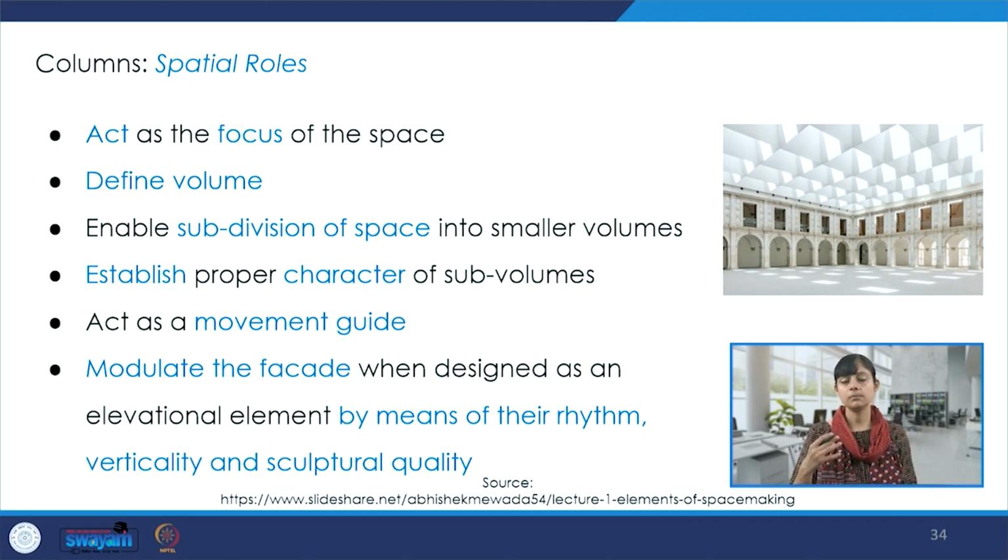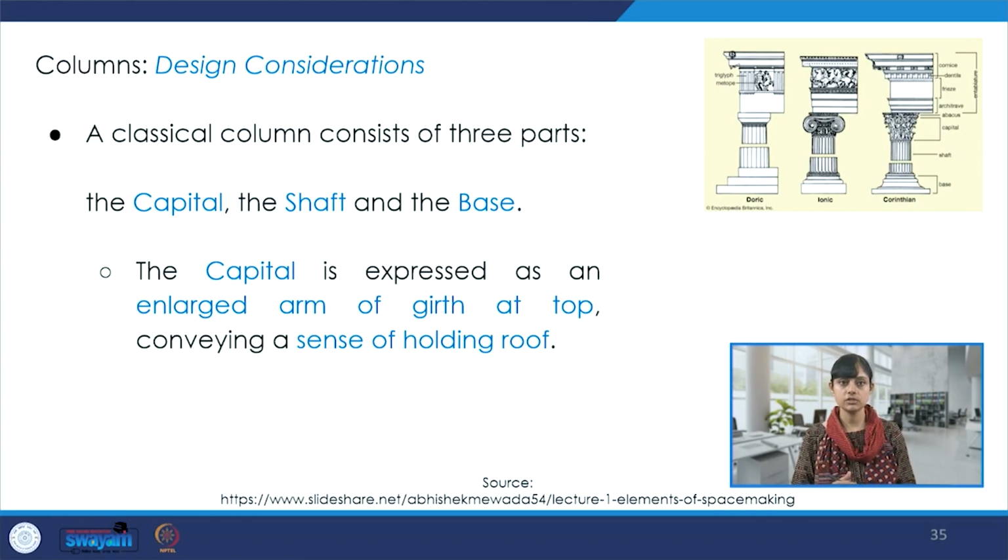And there is also subdivision of space into smaller volumes that could be achieved through the use of columns. Columns establish the proper character of subvolumes. They also act as movement guides. And also, there is a modulation of the facade by means of rhythm, verticality, and sculptural quality that we see within columns. Some of the design considerations, so I was just talking about the parts of the column.